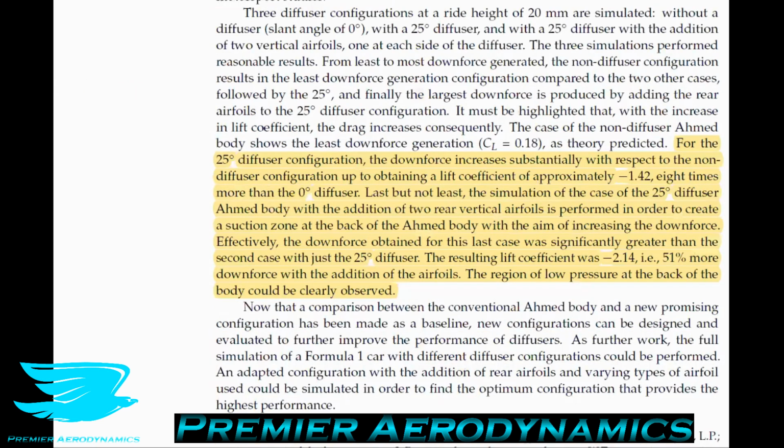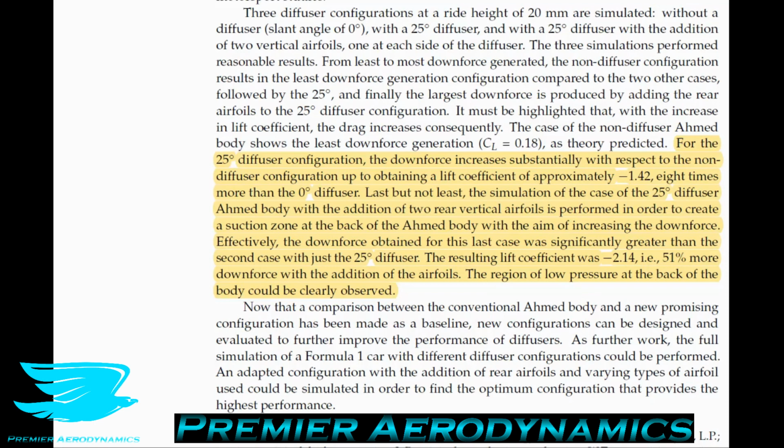So in conclusion, let's sum all this up. For the 25-degree diffuser configuration, the downforce increases substantially with respect to the non-diffuser configuration. And the lift coefficient increases to minus 1.48, 8 times more than the 0-degree diffuser configuration. Last but not least, the simulation of the case of the 25-degree diffuser with the addition of 2 rear vertical airfoils is performed to create a suction zone at the back of the armored body. And this is in the hope that this will increase the downforce.